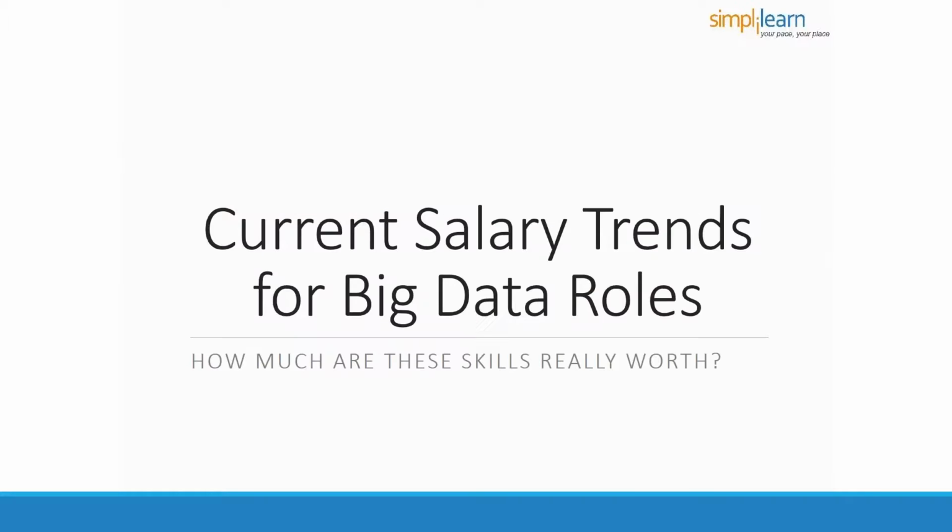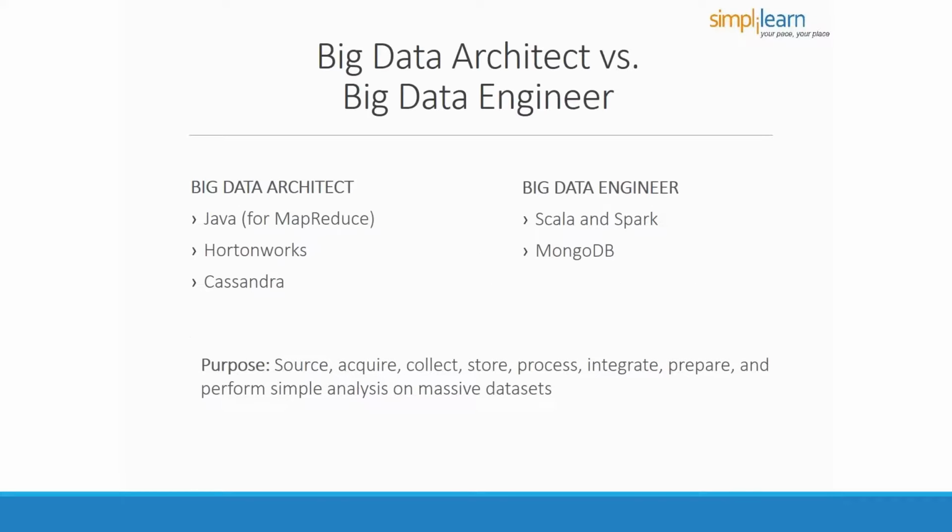Section 4, we're at section 4 now, and this is where we're going to discuss salary roles and trends in the big data architecture and engineering positions. Just to refresh your mind, remember the O'Reilly Data Science Salary Survey, where big data architects reported mostly using more of Java and Cassandra and Hortonworks, and big data engineers were working with Scala, Spark, and MongoDB.